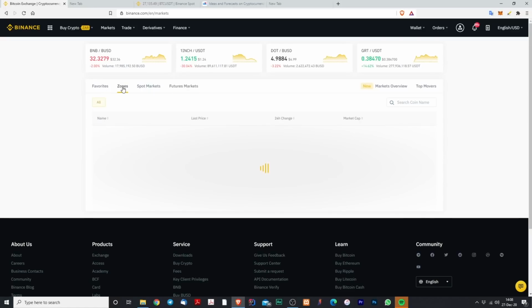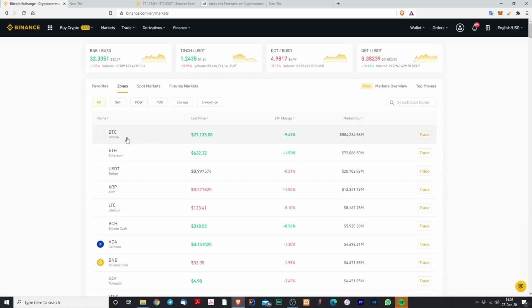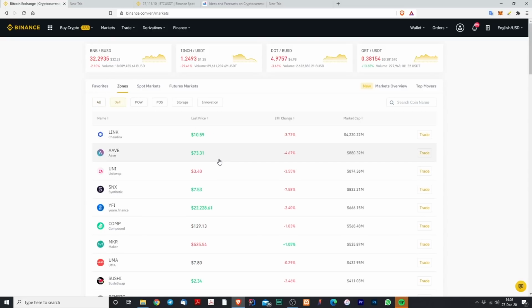So now you also have zones, right? Bitcoin, Ethereum, USDT, and so you can say DeFi. Zones simply mean the category of the coin. So for example, in DeFi, we have all these coins. These are decentralized finance coins like Compound, Uniswap, Sushi, UMA. So this is just categorizing the coins. So if you want to focus on trading DeFi coins, this helps you filter what you're looking at.